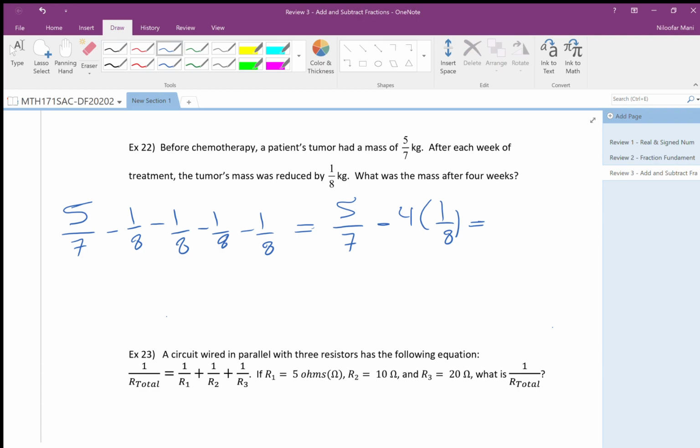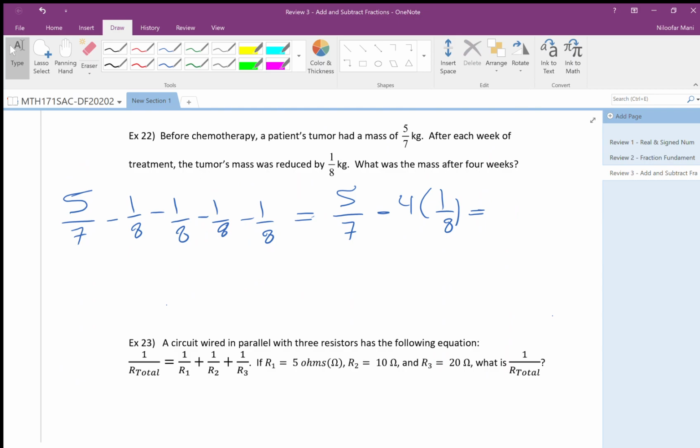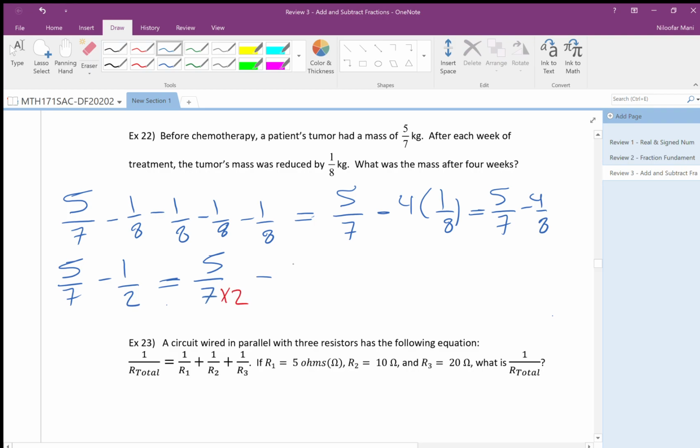Okay, so let me just check if I wrote the unit. Okay, so now it is 5 over 7 minus 4 over 8. I simplify when I can. 5 over 7 minus 1 over 2, because it's 4 and 8. I can simplify. Okay, so now I find the least common denominator between 2 and 7, which is 14. So I multiply this one with 5 over 7 times 2 minus 1 over 2 times 7. So I multiply with 2, I multiply with 7, and this is 10 over 14 minus 7 over 14, which is 3 over 14 kilogram.